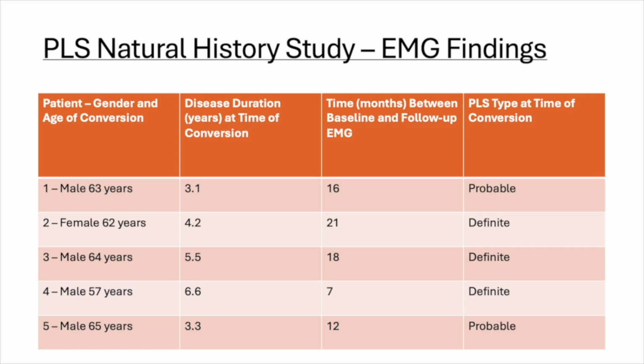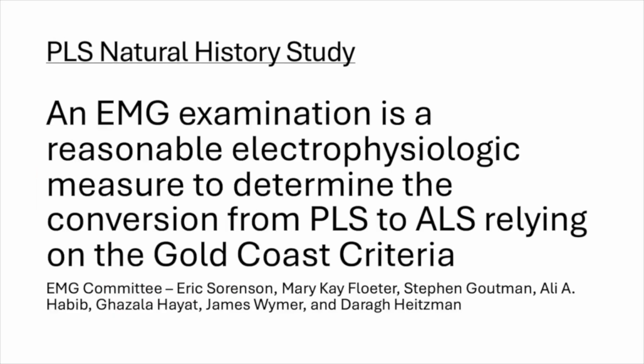Look at this. Two were female, three were male, in their 50s and 60s. Two were probable, and three were definite. The time between the EMGs is listed here. One of them, a man who's my patient, was at 7 months. He insisted on having an EMG early. He was also rapidly progressing.